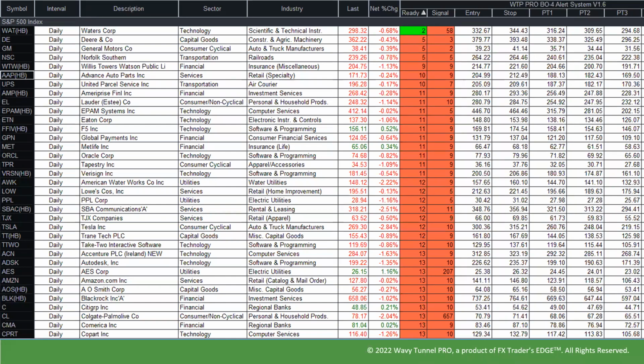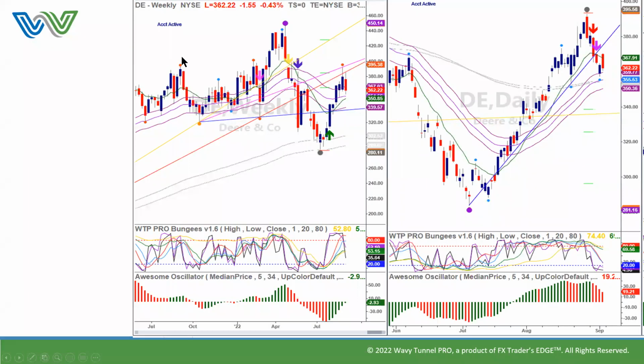And I'm going to show you what you see here is you see the ready, and then you see the signal. We do have a signal already when you get the gray dot, and then the signal is when price moves above the moving average. We even have the entry price, the stop, and the 3 profit targets that you're going to want to follow. Okay. Now let me show you the weekly and the daily.